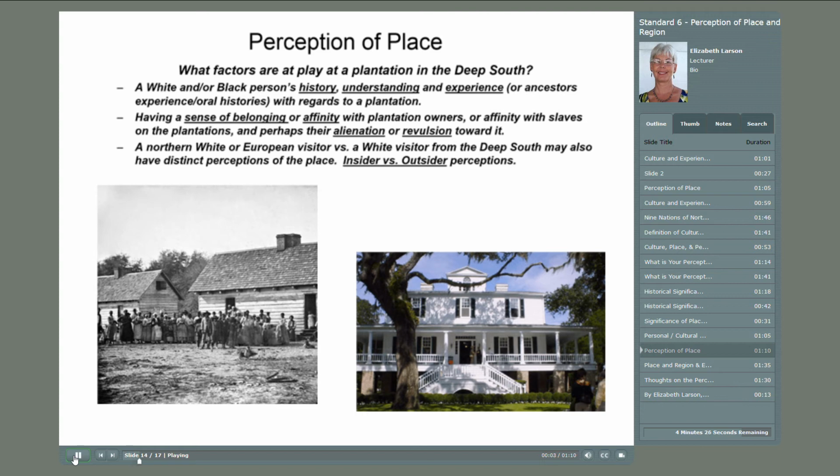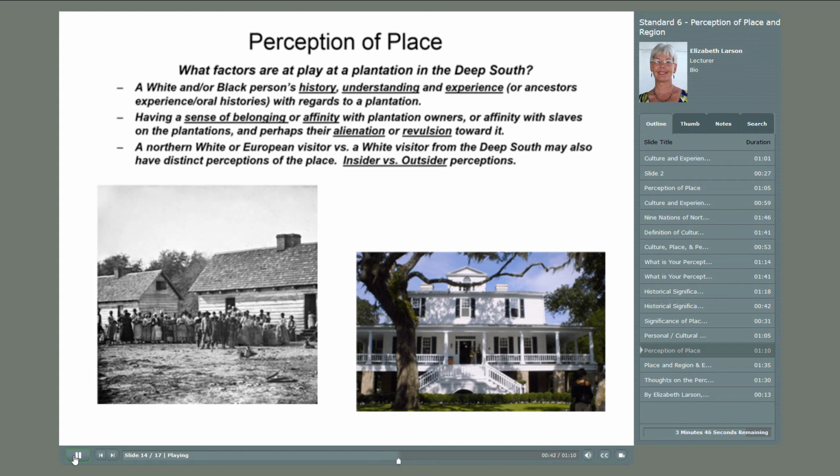What are some of the other factors at play in the perception of a plantation in the Deep South? A white person and a black person's history, understanding, and experience of a place, or their ancestors' experience of a place, will have a lot to do with how these two groups regard a plantation. A white person from the South may have a sense of belonging or affinity with plantation owners. A black person may have an affinity with slaves on the plantations and perhaps will feel alienated from it or a revulsion toward it.